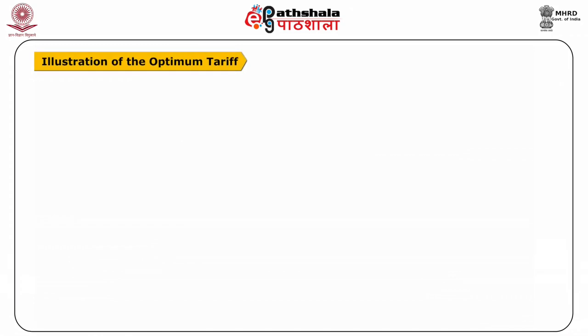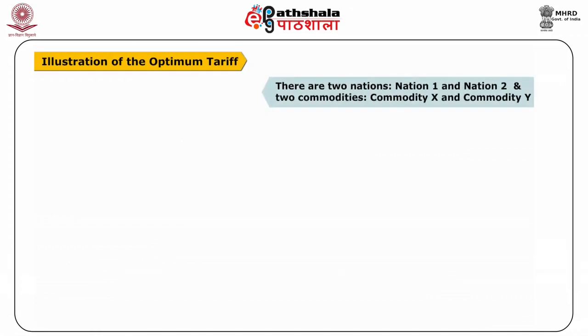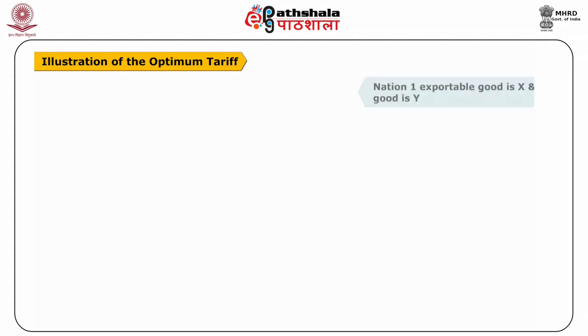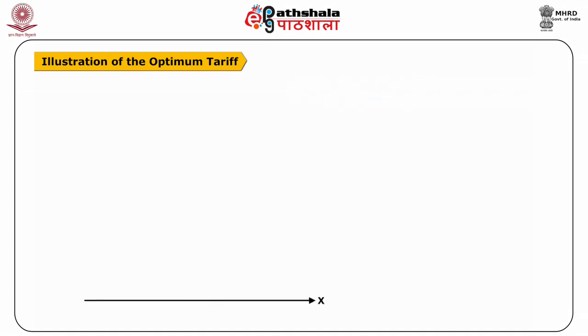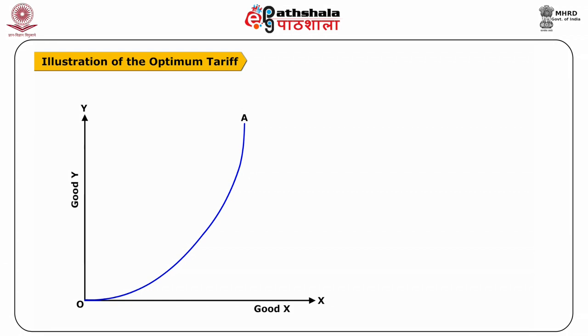Let us illustrate the optimum tariff. Assume that there are two nations and two commodities. The two nations are nation 1 and nation 2, and the two commodities are commodity X and commodity Y. As assumed, nation 1's exportable good is X, which is nation 2's importable good, and its importable good is Y, which is nation 2's exportable good. Nation 1 is the home country, which is also the tariff-imposing country. As shown in the figure, OA is the offer curve of nation 1, the home country, and OB is the offer curve of nation 2, the foreign country.